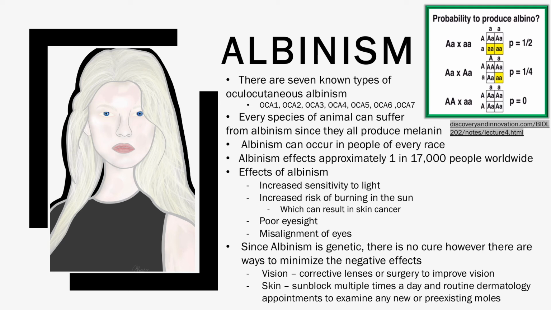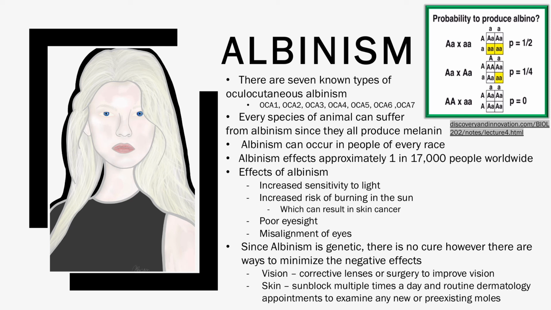Albinism affects approximately 1 in 17,000 people worldwide. Albinism can also occur in people of every race as well as every species of animal, since everyone produces melanin. People with albinism have characteristically pale skin, light hair, and light eyes. This is because of the lack of melanin, which is a pigment that causes people's features to be darker.